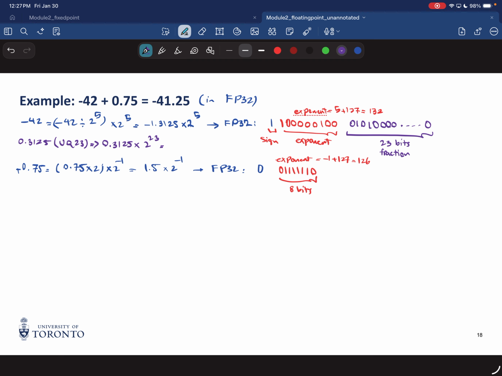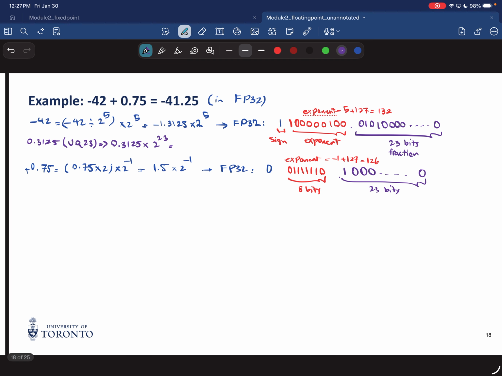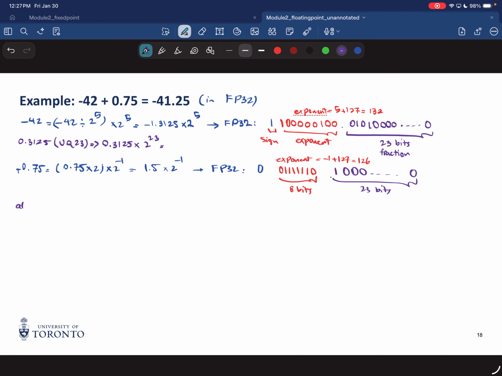In UQ23, how do I show that? What's that? First one and then all zeros. Yes, exactly. Remember, the point is kind of like here. So 1, 0, 0, 0. Perfect. So now I got the two of them together. Now we have to align the exponents. So step 1, aligning the exponents. Step 1. How do I do that?